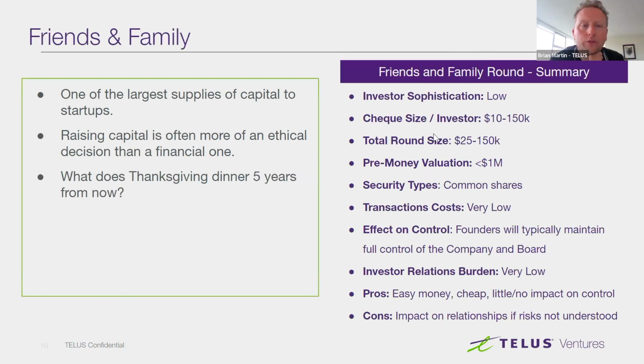So I'm going to go through each one of these pretty quickly. Friends and family, I think people can understand what they are. They're the largest source of capital to early stage startups, getting them off the ground. And really, raising this type of capital is an ethical decision depending on who you're talking to, because it is high risk capital. So you've got to think about, what does Thanksgiving dinner look like 5 years from now if the money gets lost? Typical check sizes for friends and family, depending on the relationship, will be anywhere between $10,000 to $100,000, with a total round size of between $25,000 to $150,000.